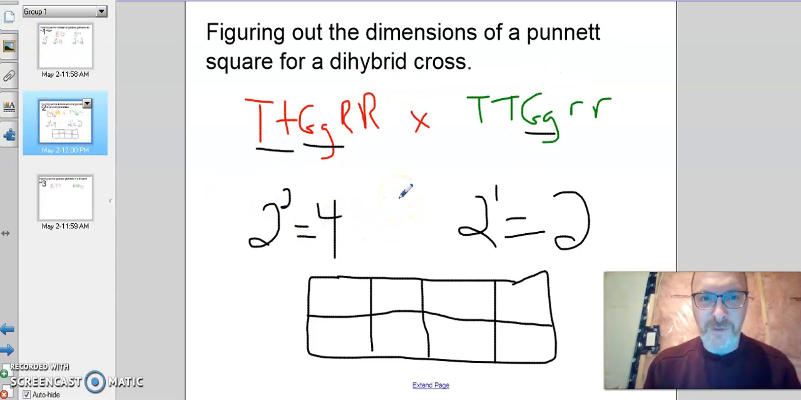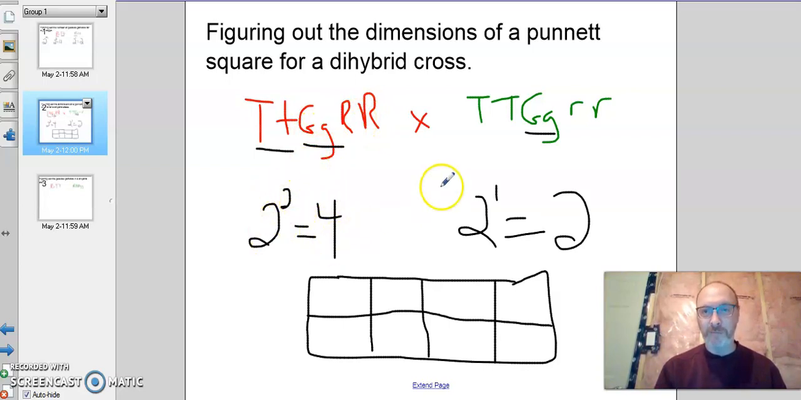The next slide is about figuring out the dimensions of a Punnett square for a dihybrid cross. Again, the process is exactly the same. It's about not having to fill in a Punnett square that is 4 by 4 all the time, which is pretty labor intensive. So here's an example. I've got 2 parents here, and they have 3 sets of genes. Again, we have to figure out what the heterozygous genes are in each of these parents. So big T, little t is heterozygous. Big G, little g is. Big R isn't. And so my n is now 2.